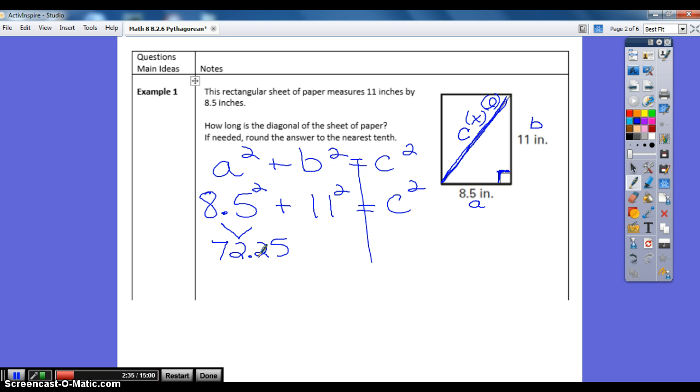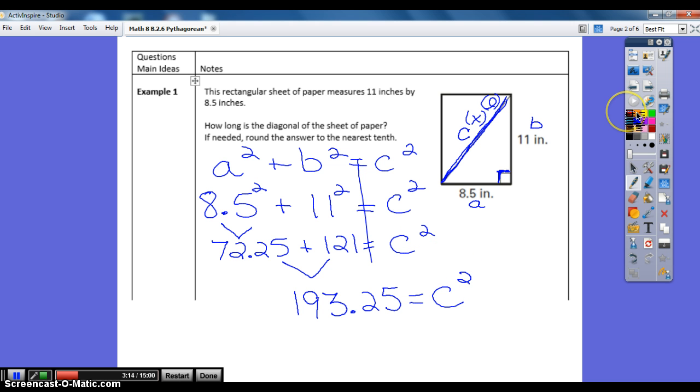Should we do any rounding here? No. Plus, what's 11 squared? 121. 121 equals C squared. We don't want to do any rounding until we get into our final answer. So add these together, what do I get? 193.25. Good, and we don't round it yet because that's not our final answer. Equals, and then a lot of people are just bringing it down saying C, and they'll circle their answer. You're not done yet. That's still C squared.